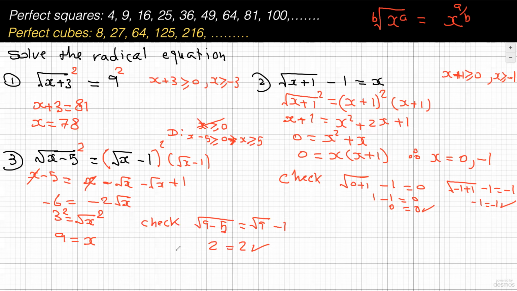I think that's all you need to know about radicals. You just have to go into more detail and do more work on your own and explore to get ready for the test and go get an A+ on your test.